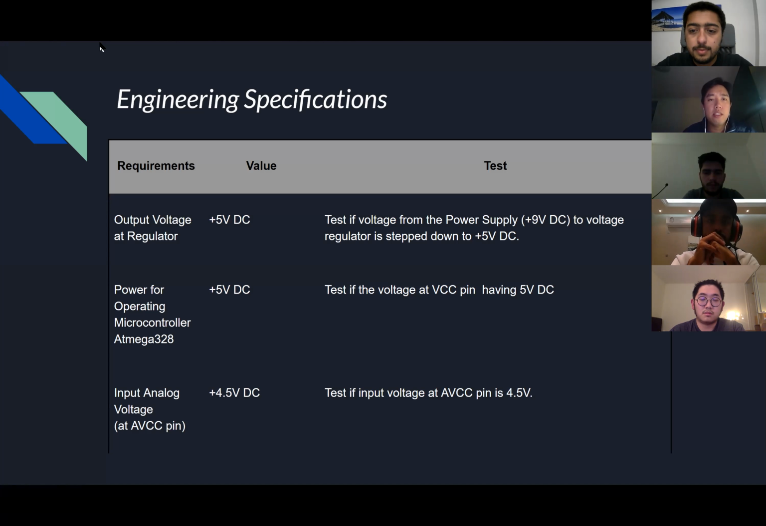This is the engineering specification. The requirement that the user would have is the output voltage at the regulator. It should be 5 volts DC, and the power for operating the microcontroller Atmega 328 is 5 volts DC. The input analog voltage at the AVCC pin is 4.5 volts DC.